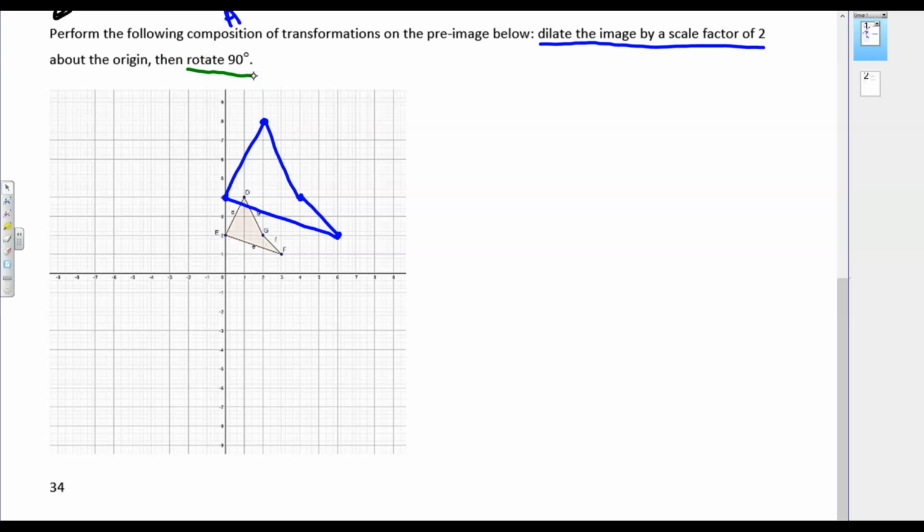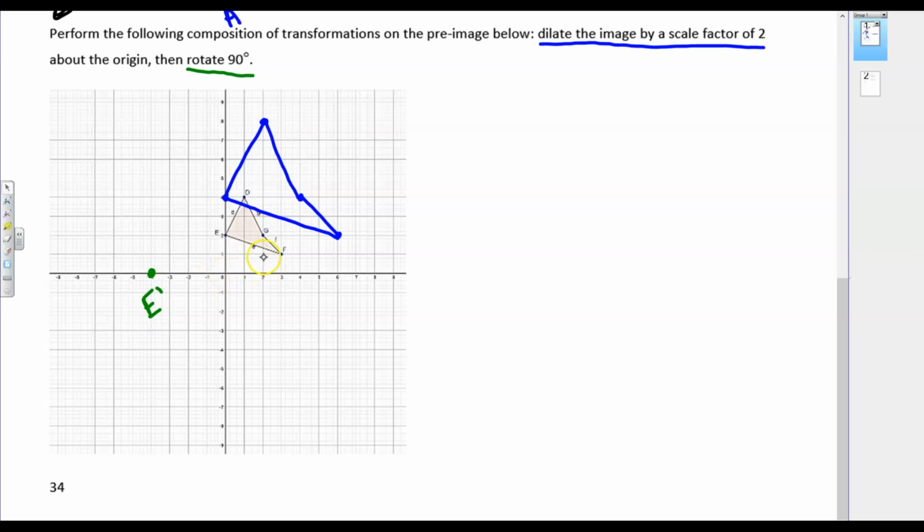Rotating 90 degrees means that we're taking this whole image and moving it 90 degrees. If you want to use patty paper in class, that's fine. If you're happy doing it by hand, that's good too. I'm trying to make 90-degree angles between the origin, my old point and my new point. So the point 0, 4 is going to become -4, 0. That takes me 90 degrees. This guy is going to be E prime.